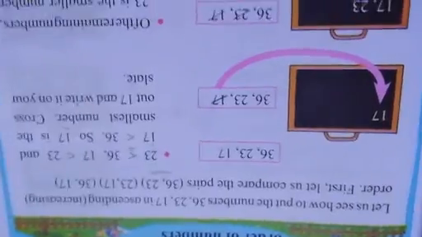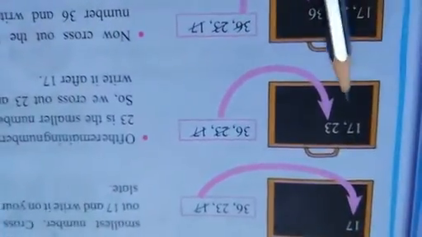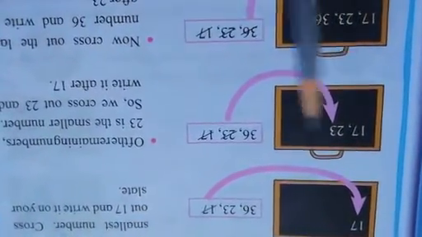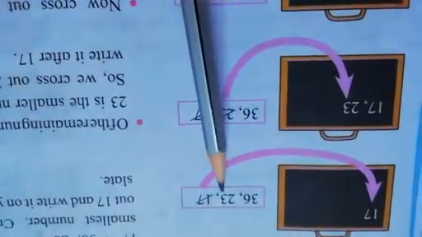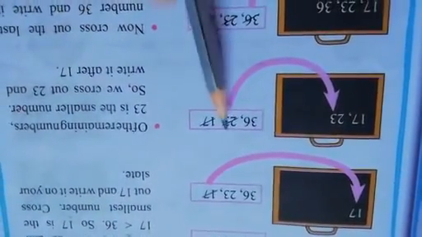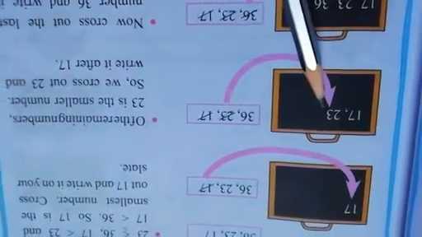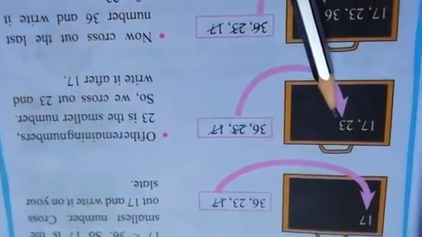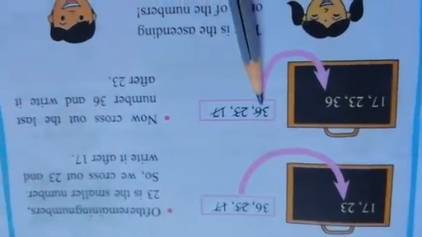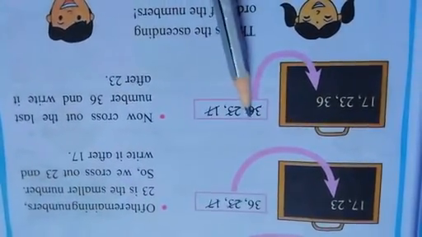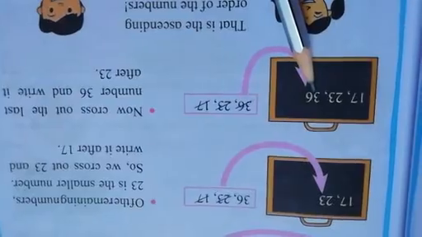Okay, now as we have written number 17, which numbers are left? Number 36 and 23 are left. So from 36 and 23, which is the smaller number? 23. So now we cut down 23 and write it here. The last number that remains is 36. So cut down 36 and write it down here.